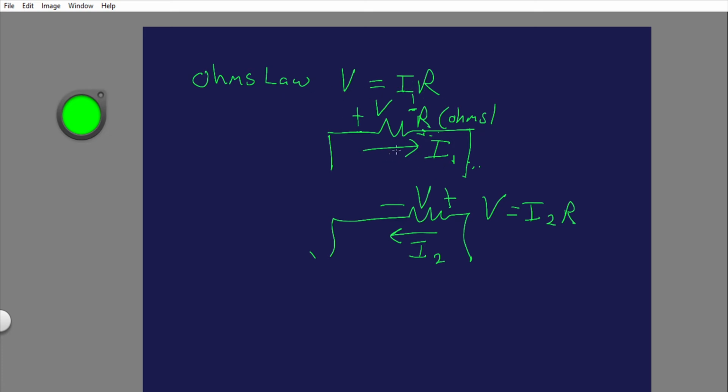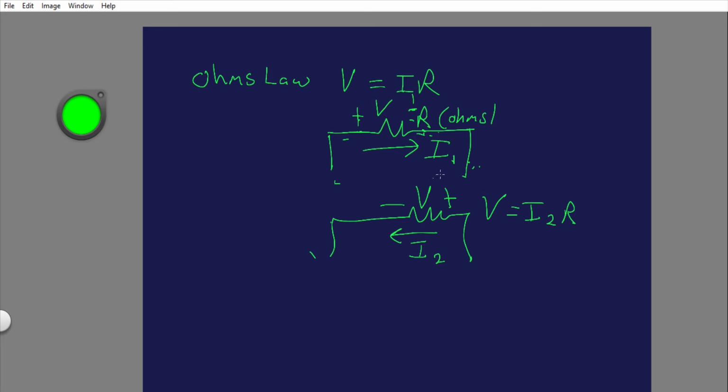So if I pick this current going this way, then I have to pick the voltage being plus and minus here. But if I find out that the solution to my circuit is the current's actually going the other direction, this current will be negative, and the voltage will be negative, which means the voltage, if I were to measure it, would really be the reverse of this. It would be plus on this side and minus on this side.